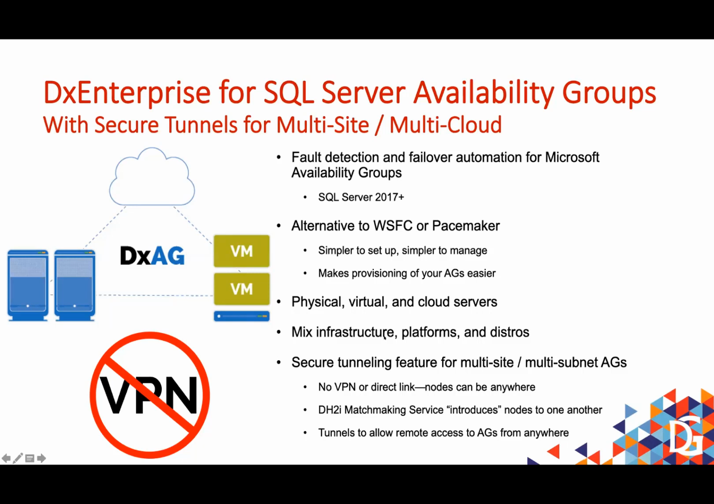The way that we make that happen is via what's called our DH2I matchmaking service. This, in a nutshell, introduces the nodes to one another and then enables them to communicate directly. So that matchmaking service is not in the data path whatsoever. All it is there to do is tell the nodes where their quorum is and where their other partner nodes are located. We'll be showing that as well.